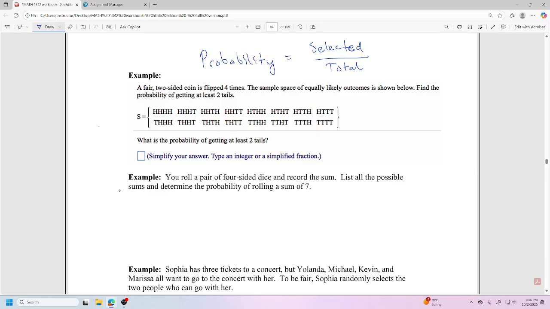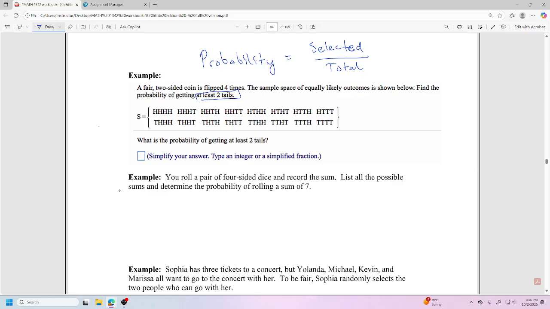So we have one coin, and I'm flipping it 4 times, and I want to get at least 2 tails. What's the probability? And so they list out all of the different outcomes here. And I want to know, does it have at least 2 tails? And so at least 2, what does that even mean, right? It means 2 or 3 or 4 tails.